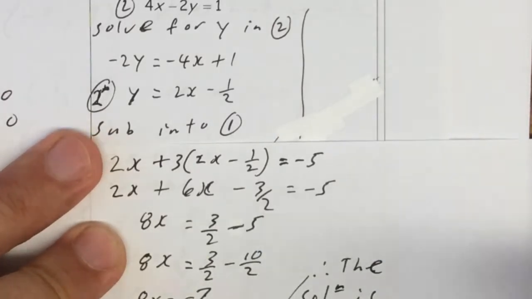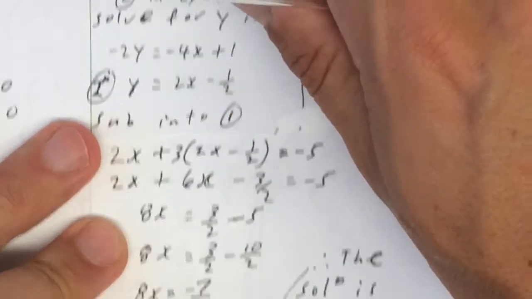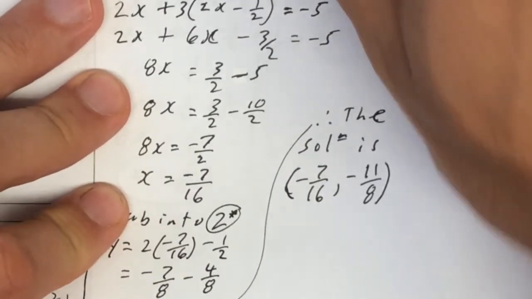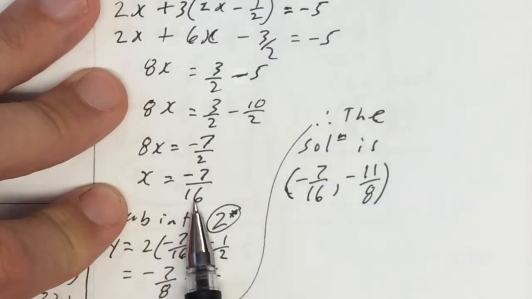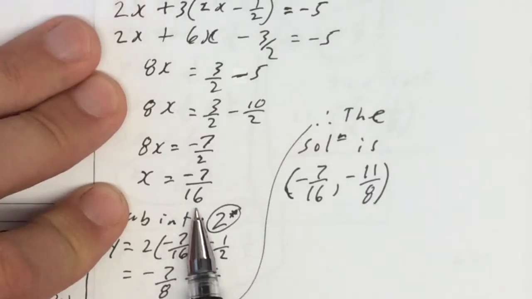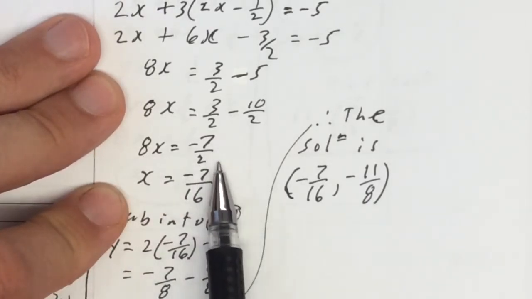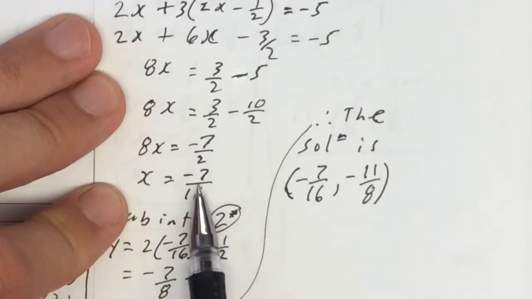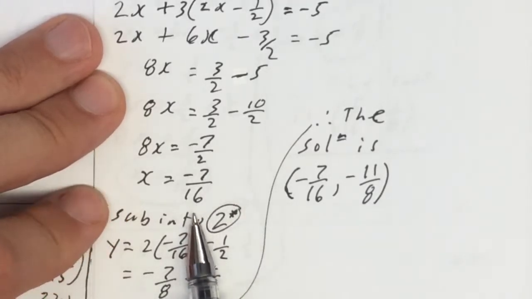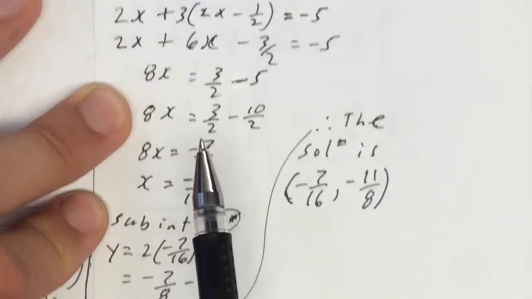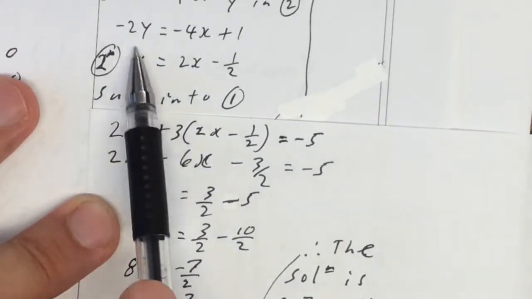And then so on. We just keep solving for x. We get x equal to negative 7 over 16. Okay, so when you divide by 8, you're actually multiplying by 1 over 8. It's a fraction. And you get negative 7 over 16. Now you sub that back into 2 star, which is up here.